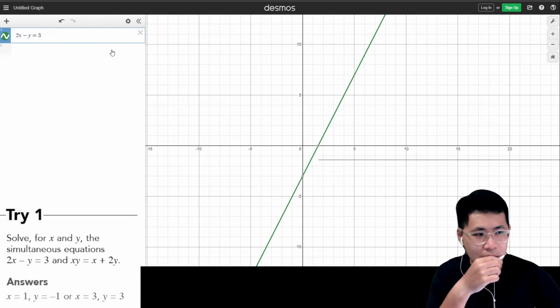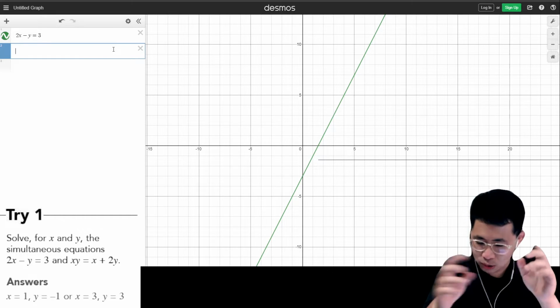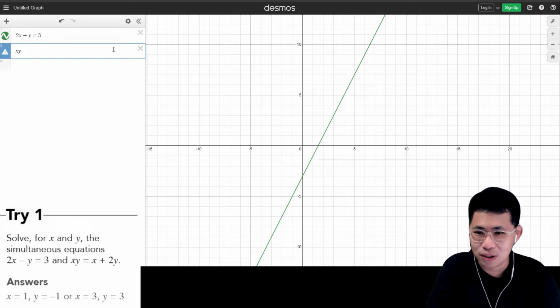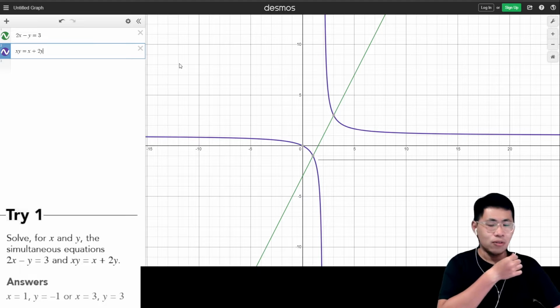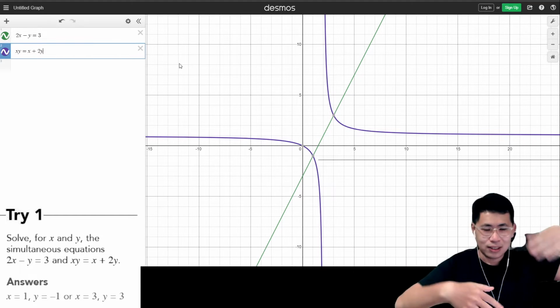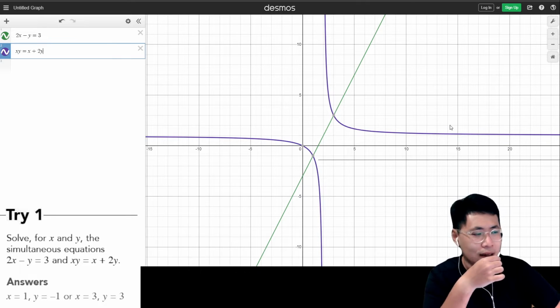Now the second graph that I want to drop in would be this: xy equals x plus 2y. Just curious, I don't know whether you are curious what this graph looks like. So this graph looks like a curve like this and like that. We call it a hyperbola. A hyperbola.